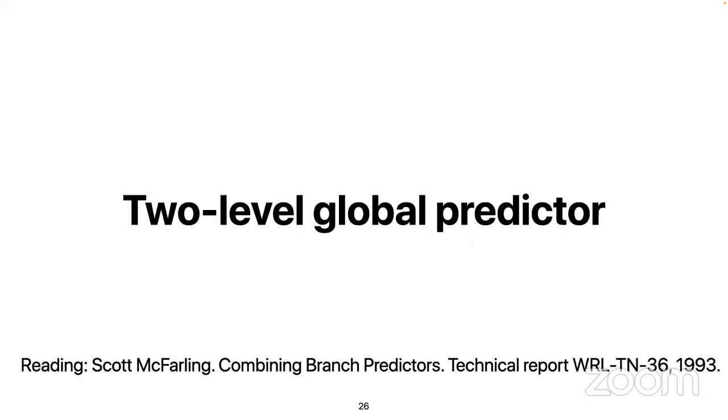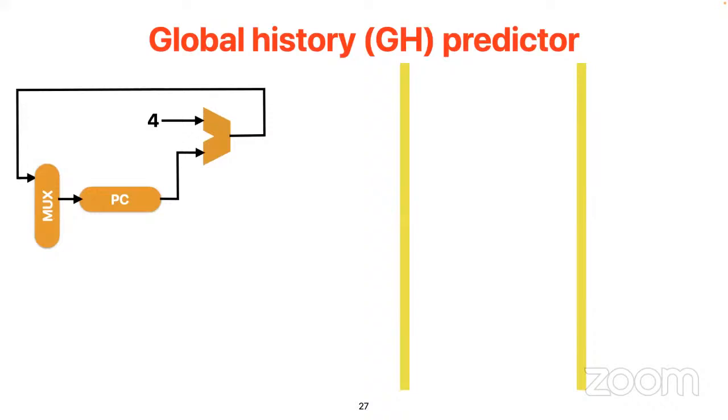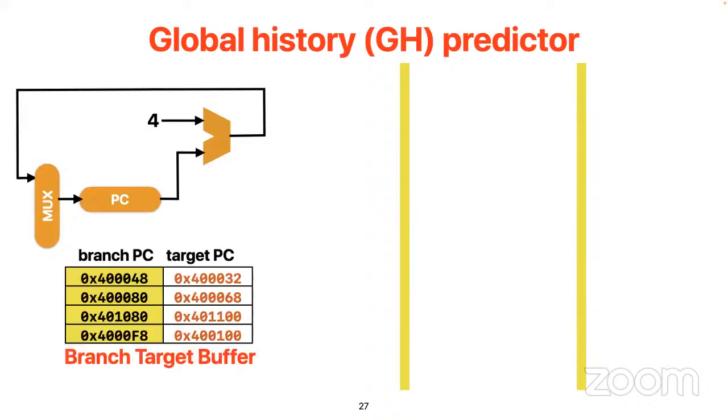But as you can see, the local predictor has its own limitation. So we have a global predictor in a way that we try to not predict the branch result based on our particular branch outcome. Instead, I observe the history of all the branches and see if there is a pattern, right?